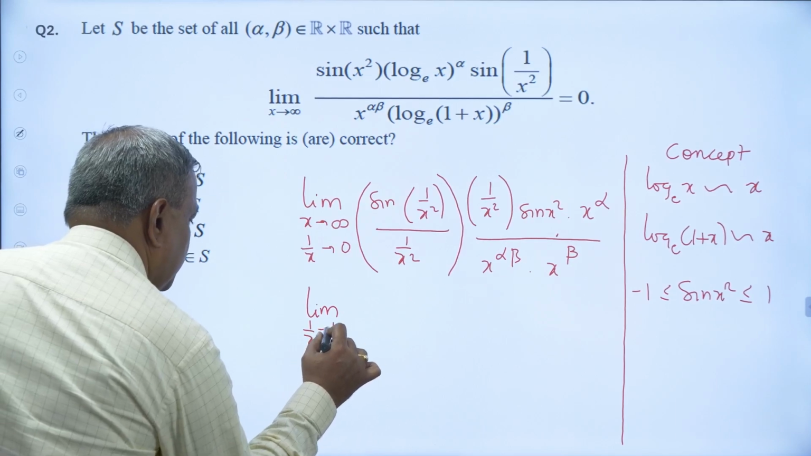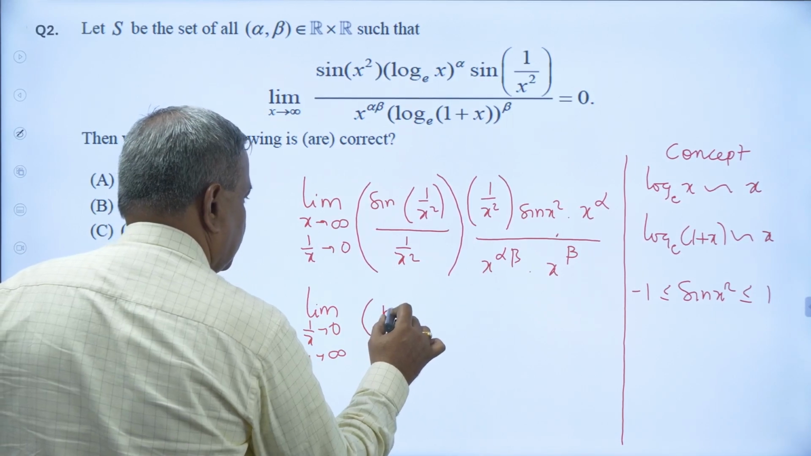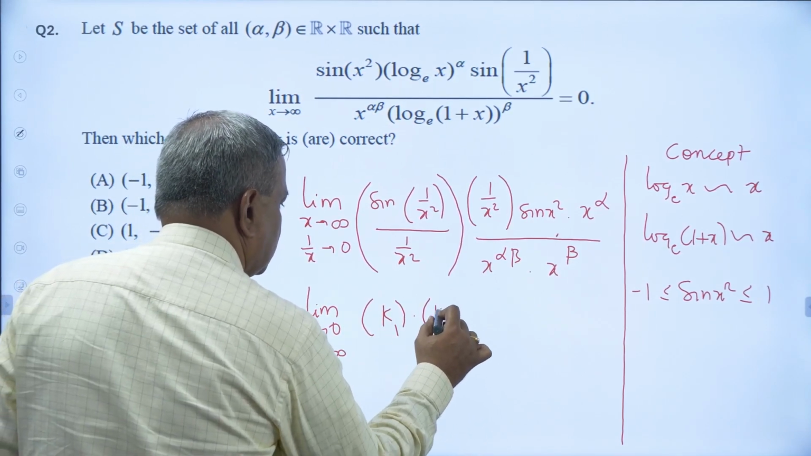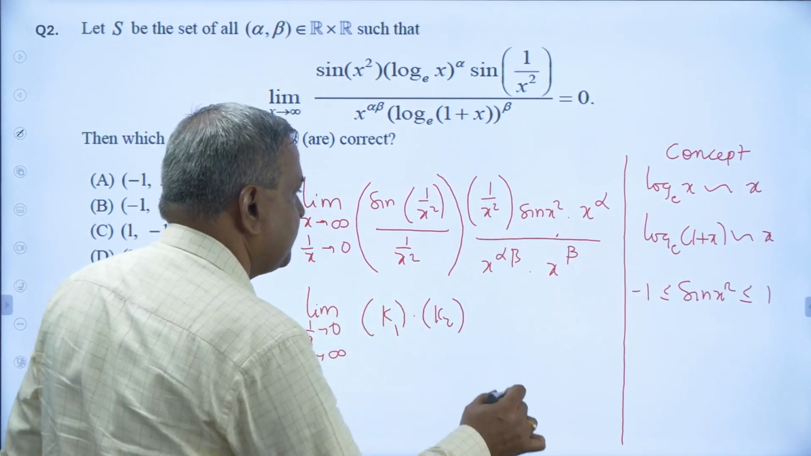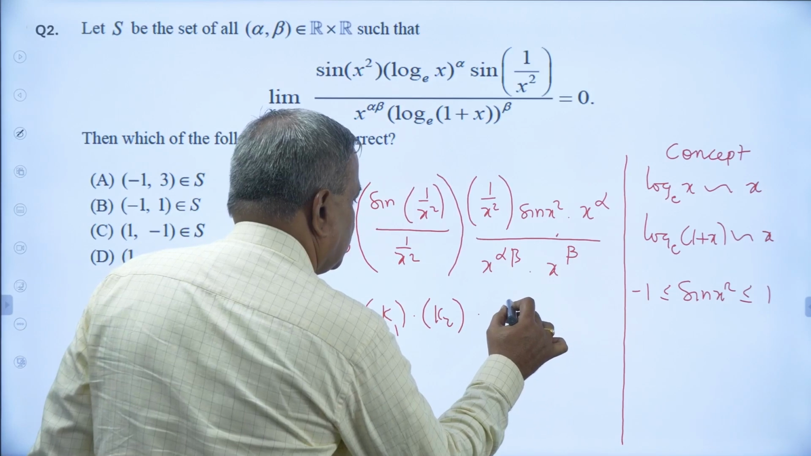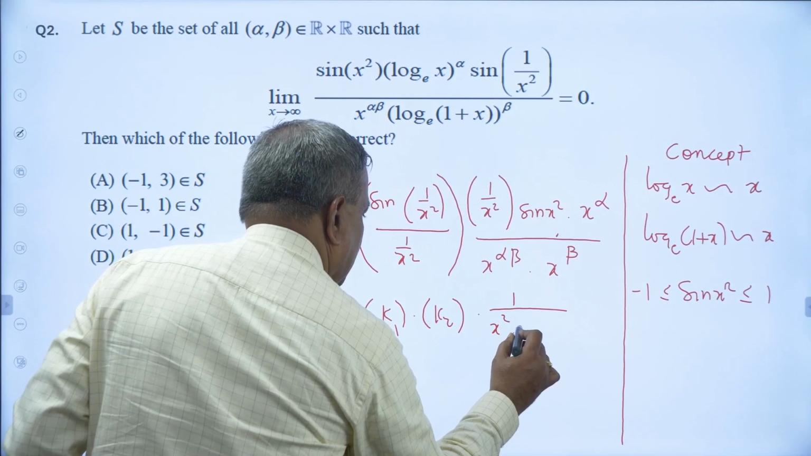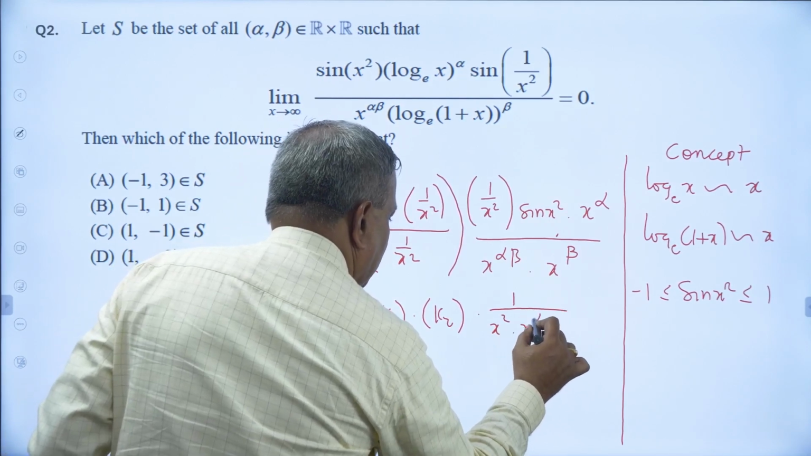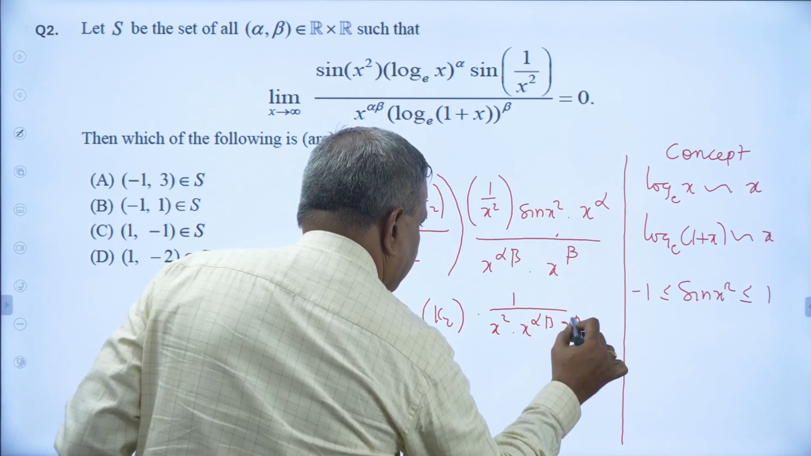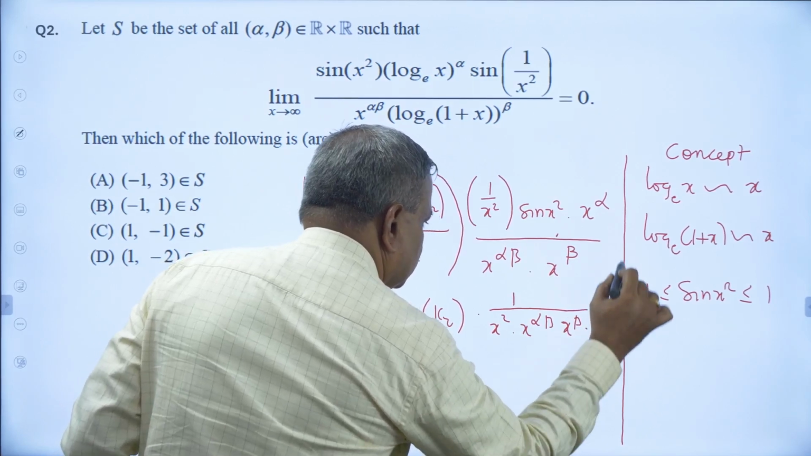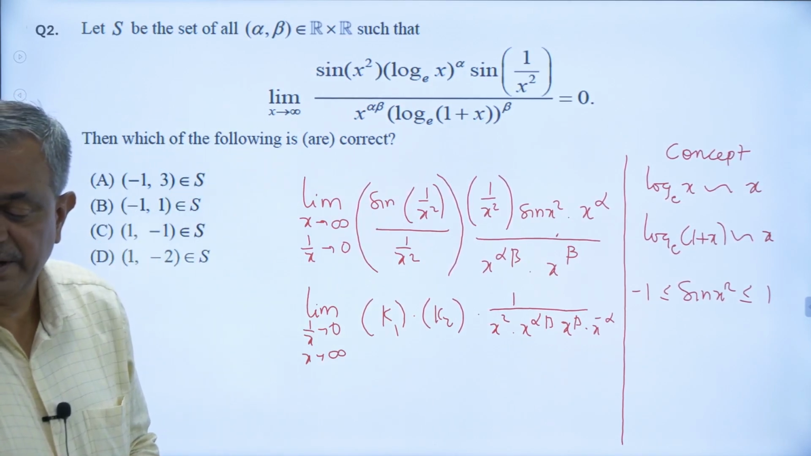Now the limit, 1 by x tending to 0, x tending to infinity. This I name as some k1 into sin x, and this is k2. We are not bothered about k1, k2. The k1 value is 1, some finite quantity. What we got now is 1 by x square into x to the power alpha beta, and in the denominator x to the power minus alpha, x to the power beta, and this is x to the power minus alpha. This is given to us: x square, x to the power alpha beta, and this one.